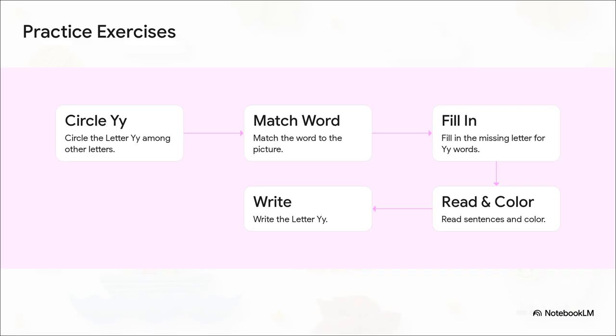The student's journey through the worksheet is mapped out with a very logical, progressive difficulty. First, they start with simple visual recognition by circling the letter Y among other letters. Then, they match a word to a picture. Step 3 asks them to fill in the missing letter for words like yacht and yogurt. Step 4 is reading and coloring. And finally, Step 5 challenges them with active, independent writing of the letter itself.